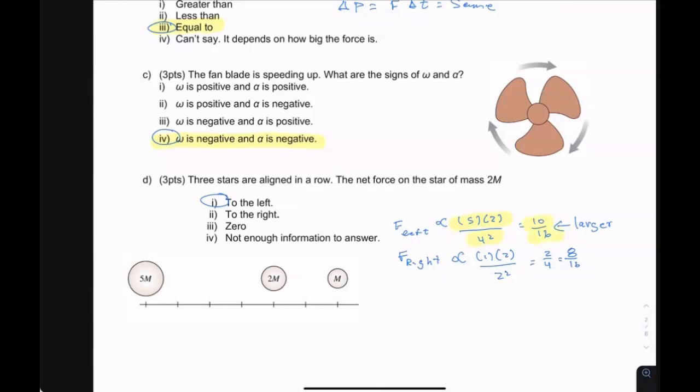The force on the 2m mass due to the mass on the right is proportional to the mass on the right, which is 1, times the mass in the middle, which is 2, over the distance of separation, which is 2 squared. And that yields a ratio of 8 to 16. So the force on the left is greater than the force on the right, and then the net force must be to the left.